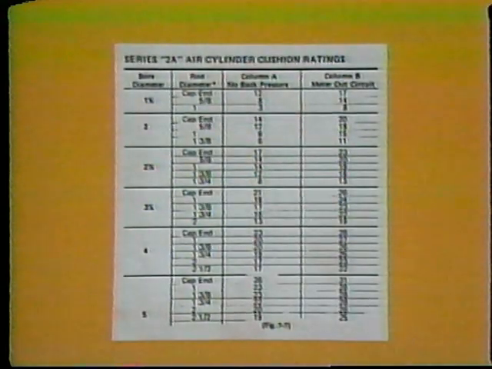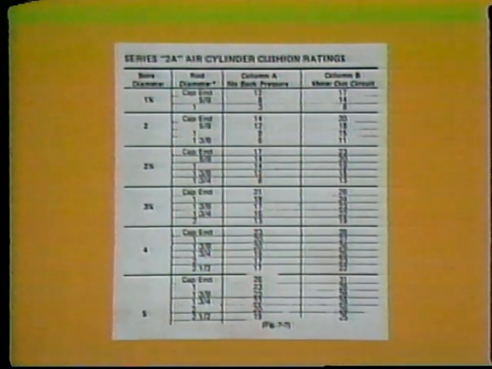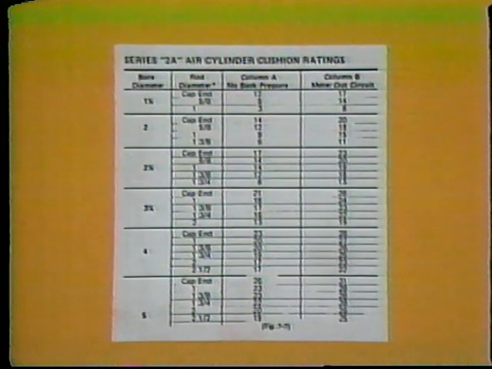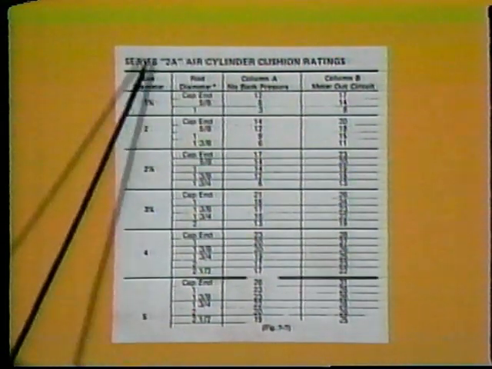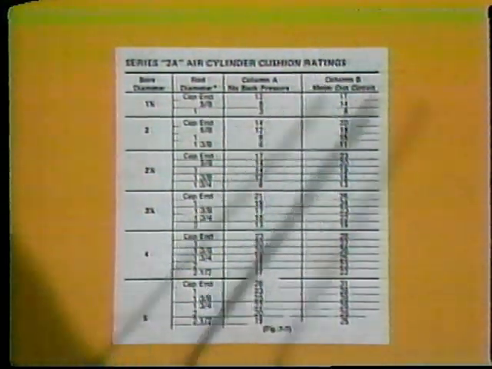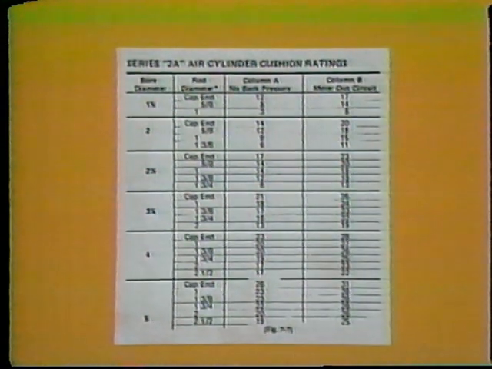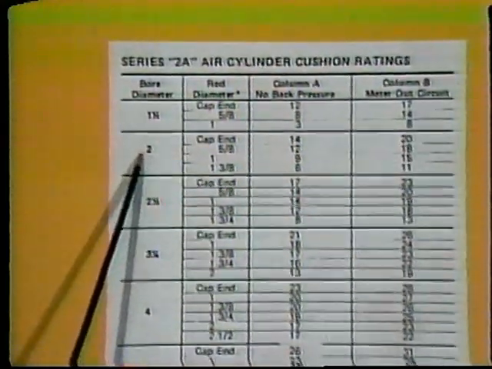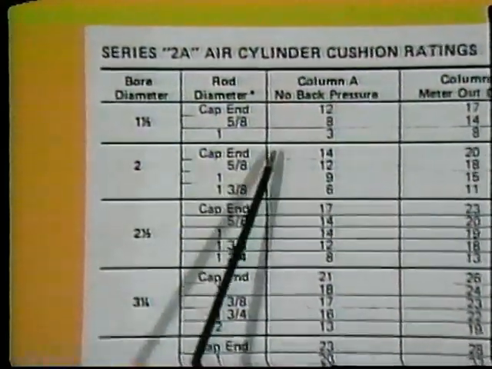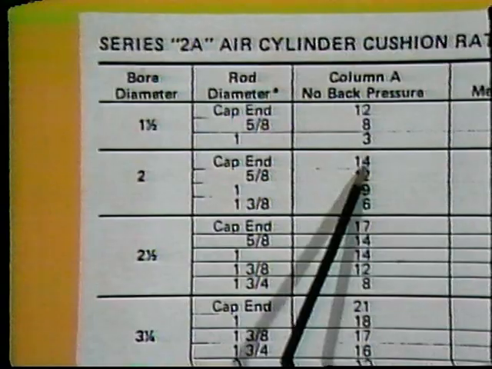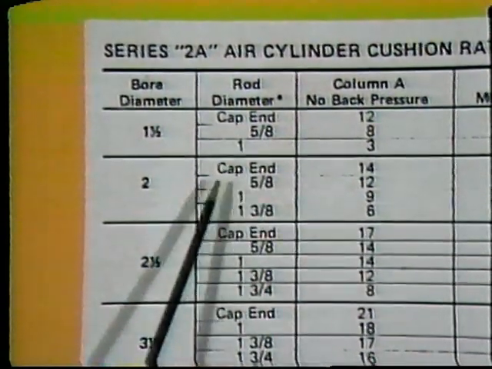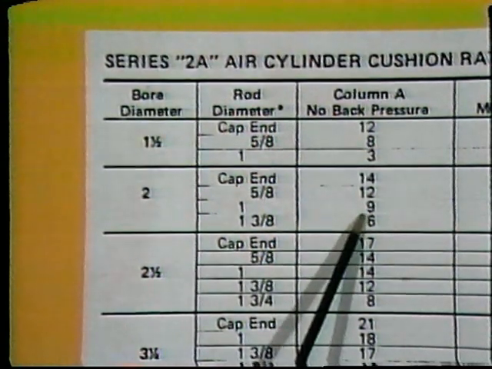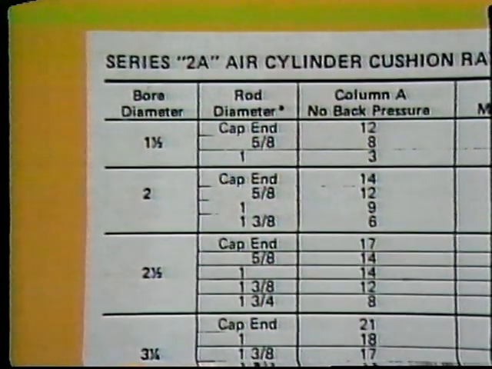We're also going to use a table like this. They're provided by the manufacturer and give cushion ratings for specific types of cylinders. This table, for example, is for a heavy-duty type cylinder. It shows that a cylinder with a 2-inch bore diameter here has a cushion rating of 14 at the cap end. And if the rod is 1 inch in diameter here, it has a cushion rating of 9 at the rod end.